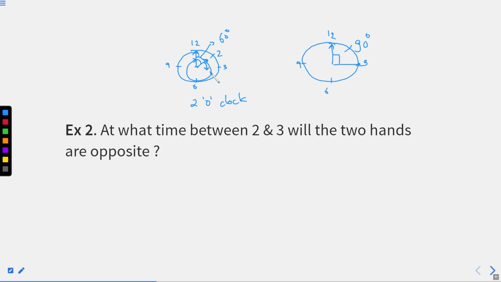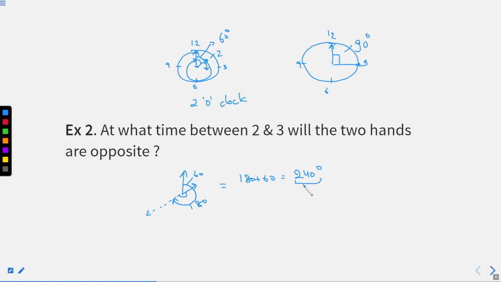So what exactly do we need to figure out? If I talk about this minute hand, and this is 2, right? So this minute hand has to be here. For that it has to travel a distance of this much. How much? These 60 degrees and these 180 degrees, right? This 180 degrees and this 60 degrees. So the total will be 180 plus 60, which comes out to be 240 degrees.